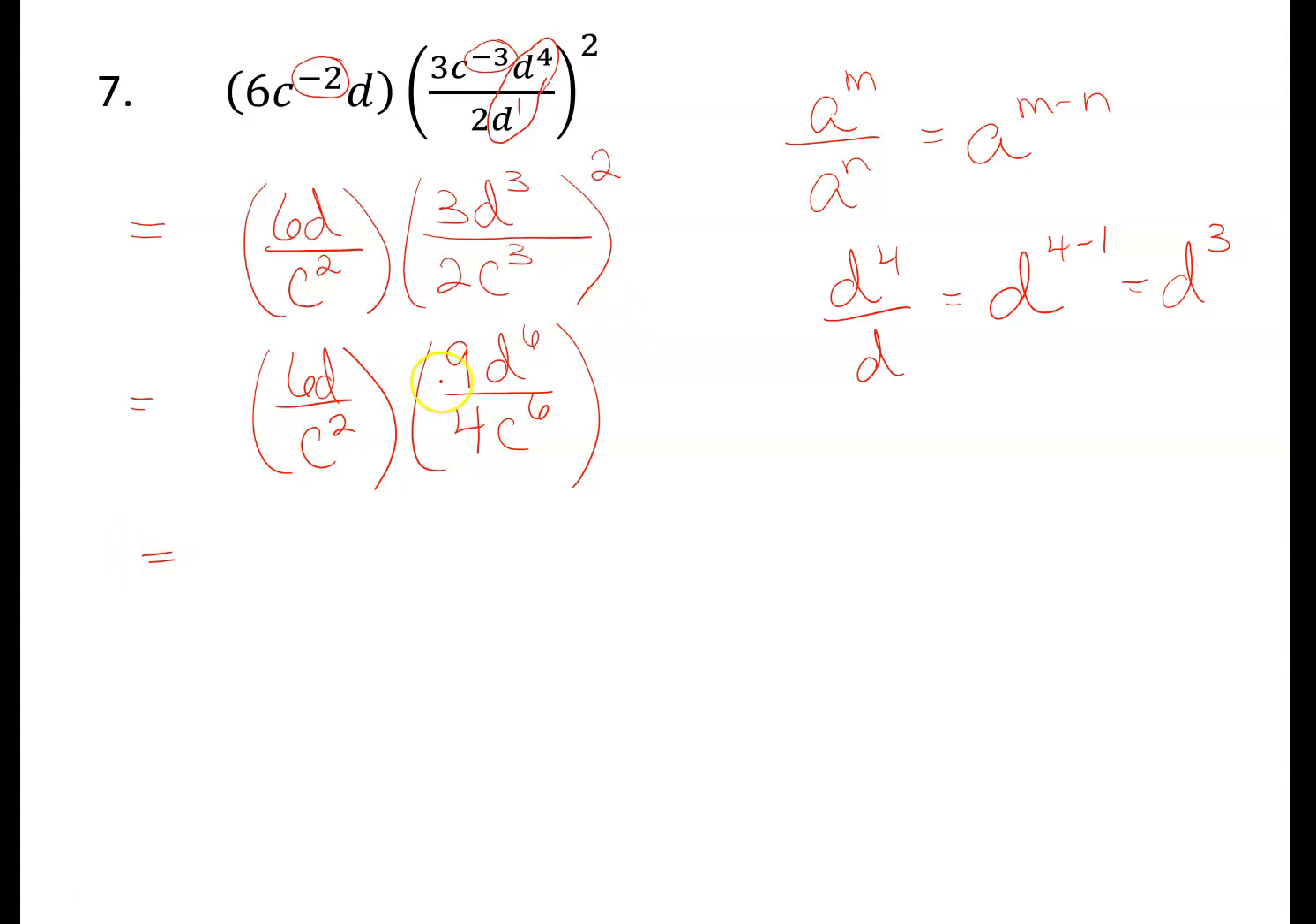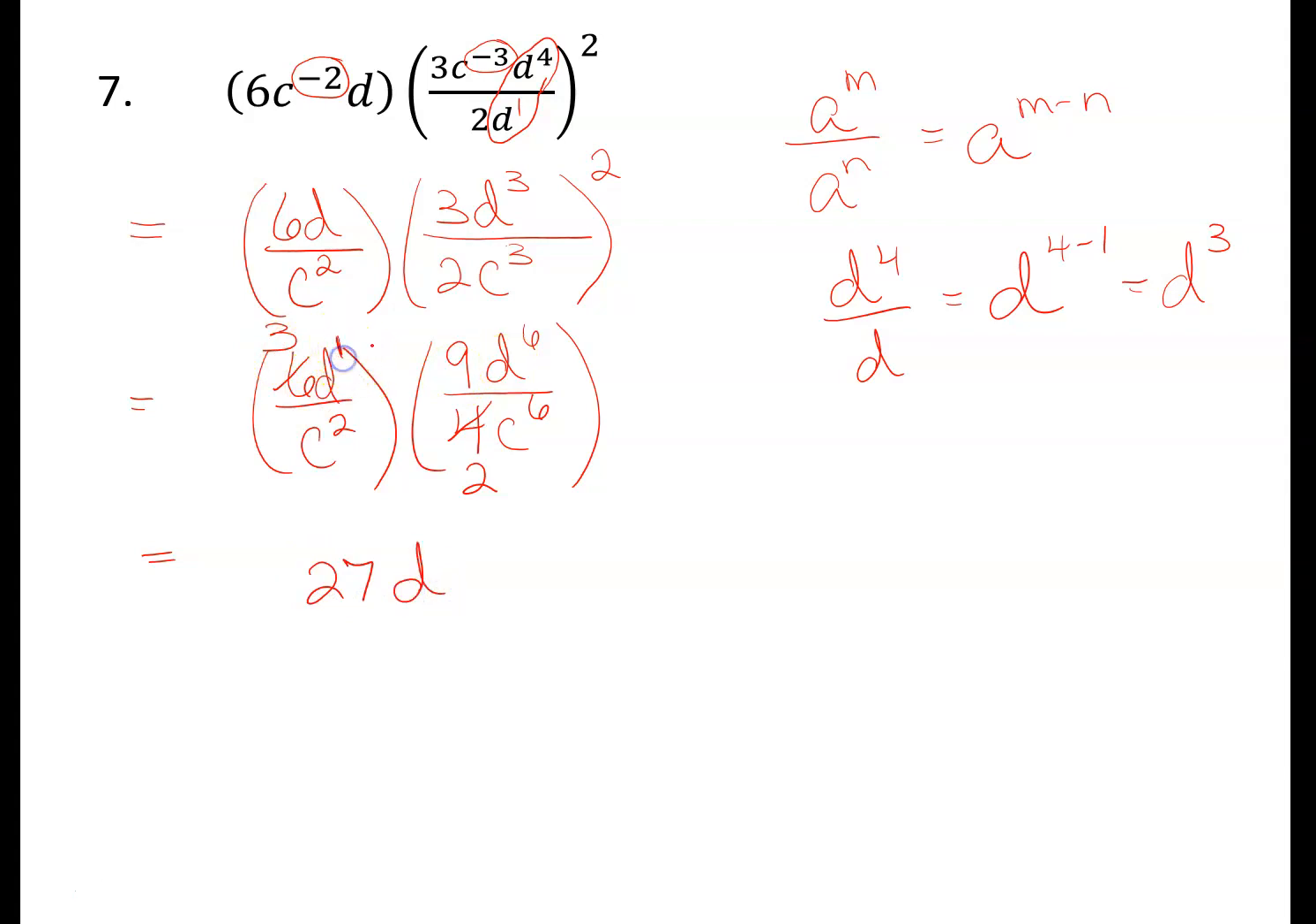It's up to you if you want to go ahead and do some simplifying first, or you can just multiply straight across. You may notice that 4 and 6, just like with regular fractions, have a common factor, so we could go ahead and divide 4 by 2 and divide 6 by 2. Now I'm going to go ahead and multiply across. So I'm taking 3 times 9 and d times d to the 6th.